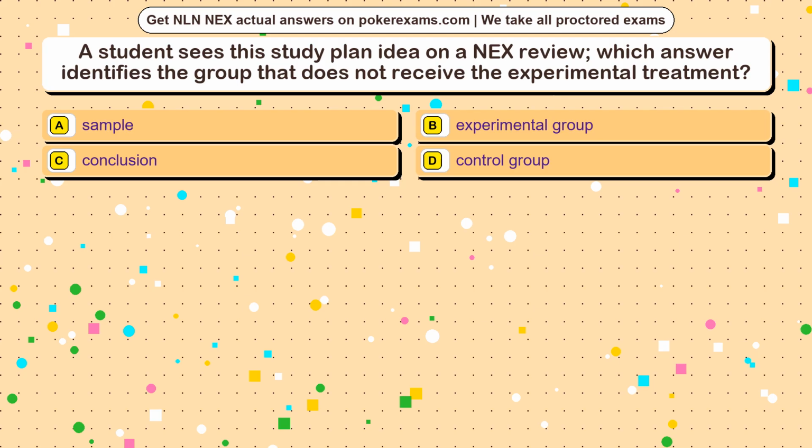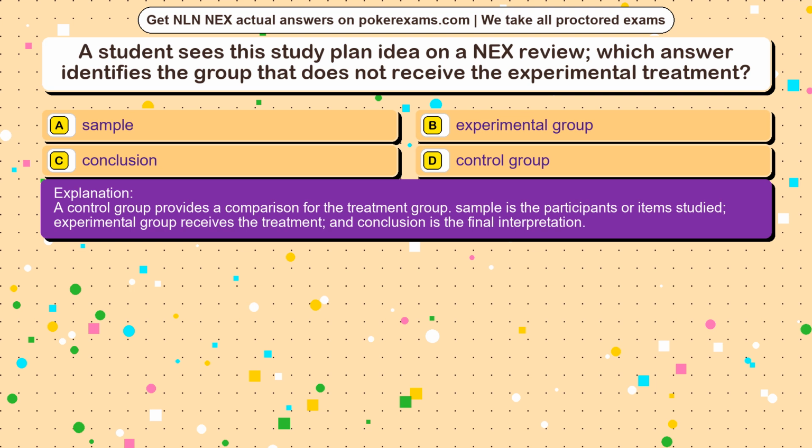The correct answer is option D. A control group provides a comparison for the treatment group. Sample is the participants or items studied, experimental group receives the treatment, and conclusion is the final interpretation.